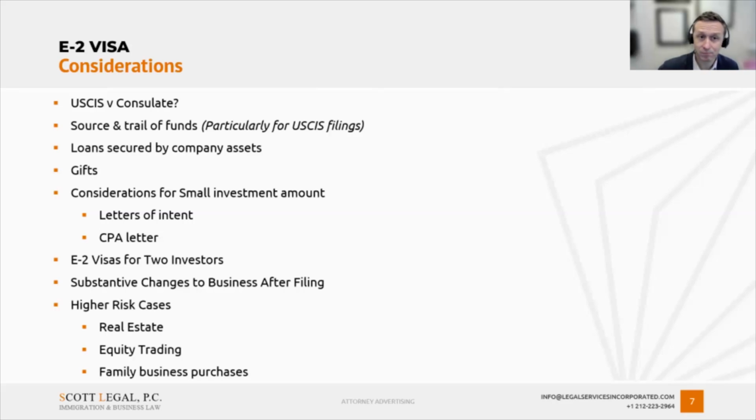Conversely, if you've invested $40,000 and you already have a successful business that's employing 3 or 5 US workers, that case is a viable application. So hiring US workers can really be critical.